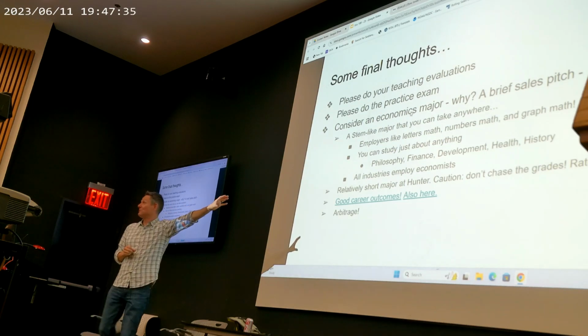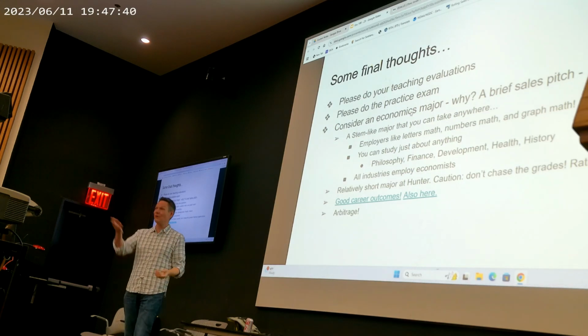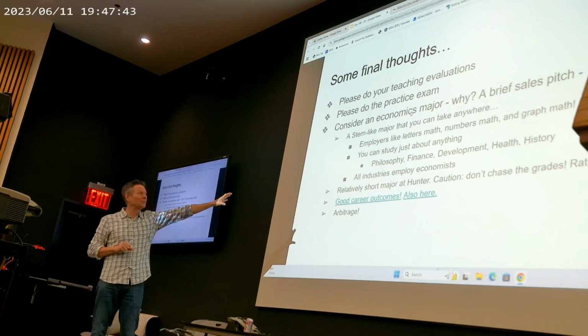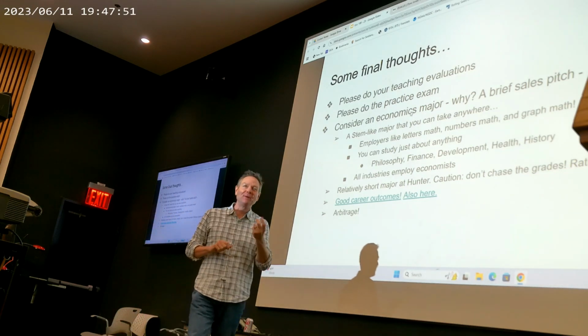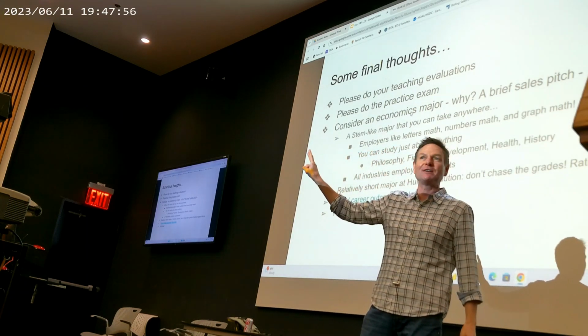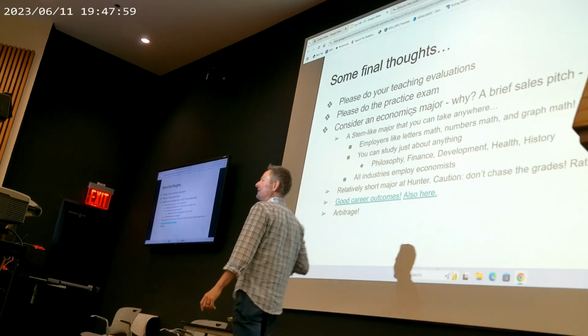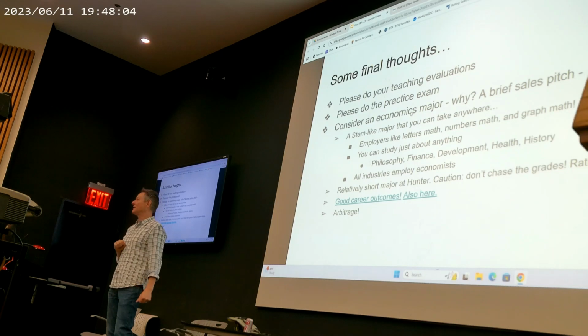And you can study just about anything you want to with it, right? Philosophy, history, but there's also finance, development, health. And just about everybody employs economists. So I'll let you look at the career outcome stuff. But two things I'll mention about this. One of which is, this is generic advice for college students in general. Don't chase good grades, right? Rational expectations. If you jump into a major just because everybody gets A's all the time, that's known to employers. They all know it. They know it doesn't mean anything, right? So think about your rational expectations there.